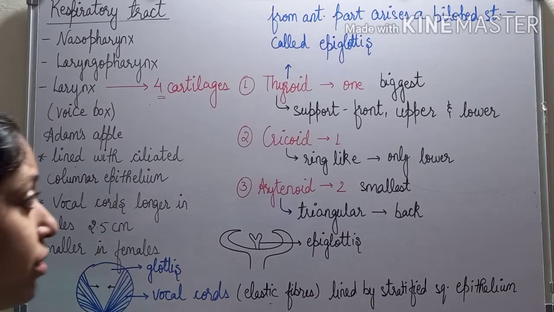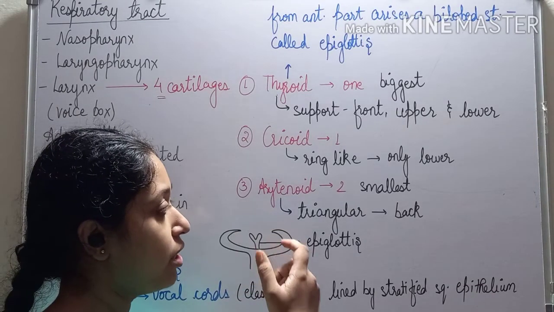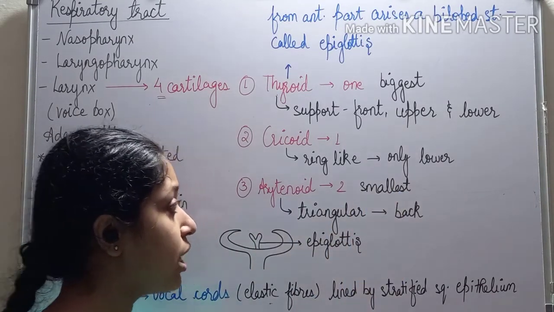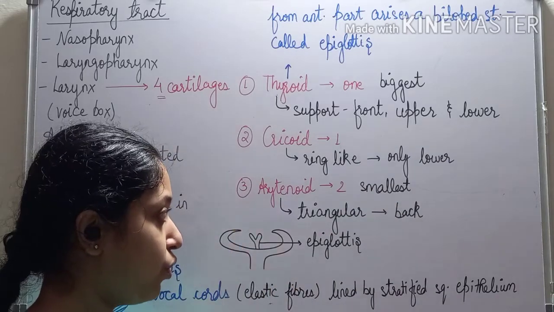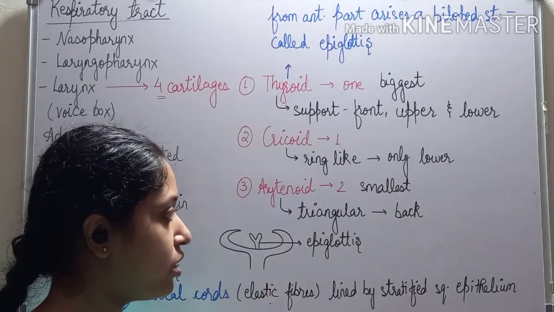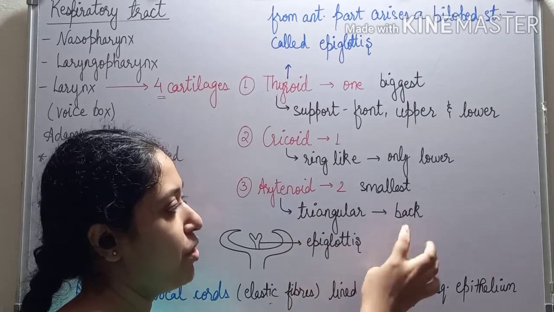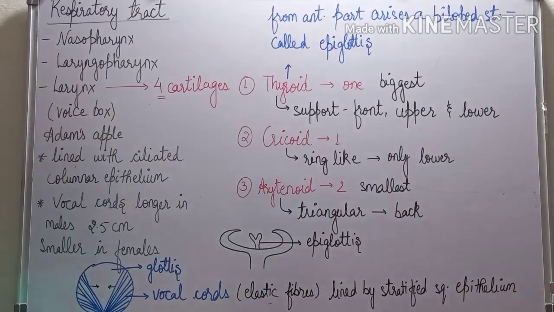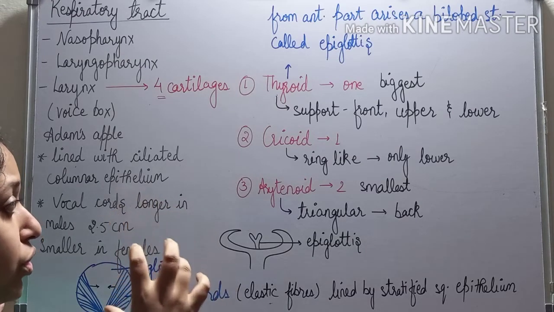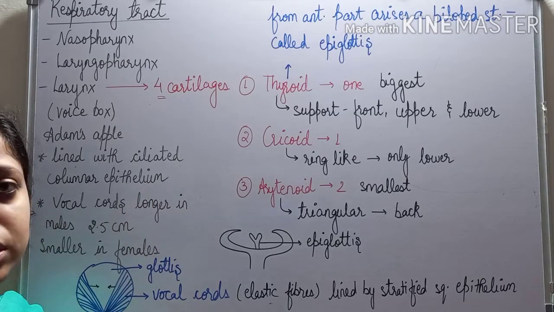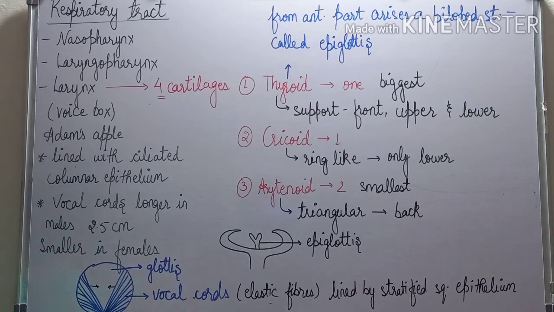Next is the cricoid. The cricoid is a ring-like cartilage which is present only on the lower side. And this third one is the arytenoid, which is the smallest cartilage. It is triangular in shape and it is present at the back side of the larynx. Now how the thyroid, cricoid and arytenoid are arranged, I will show you.